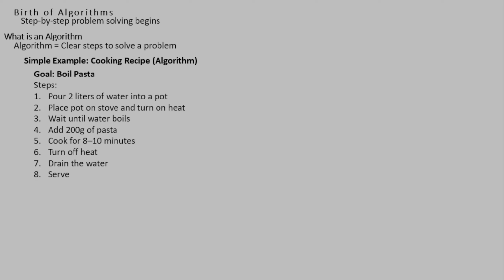Think about cooking for a second. Let's say you want to boil pasta, right? You don't just guess what to do. You follow steps, and those steps must be precise, right? First, you pour about 2 liters of water into a pot. You heat until it boils, and then you add the pasta. Wait a few minutes and finally drain and serve. That step by step process, that series of instructions, that process that you've gone through from start to finish, that's exactly what an algorithm is, right?